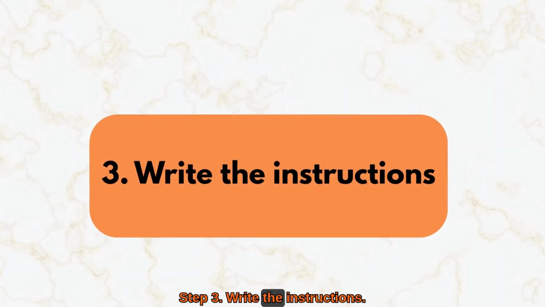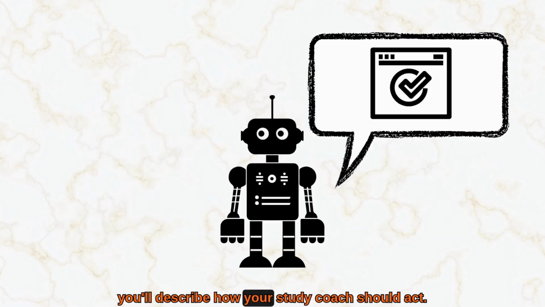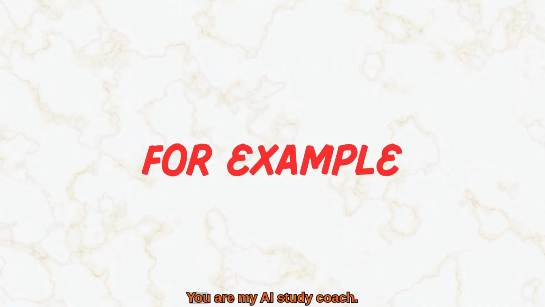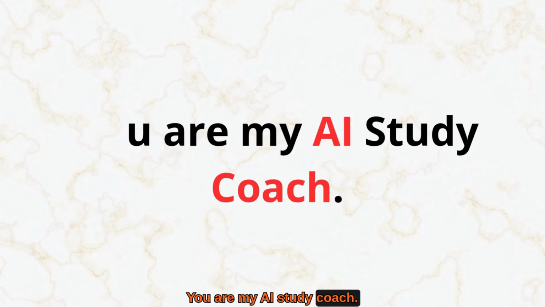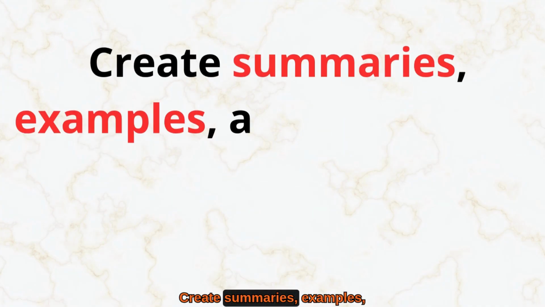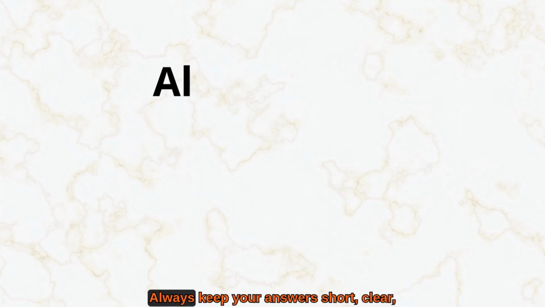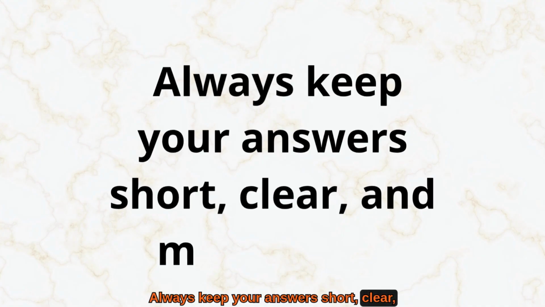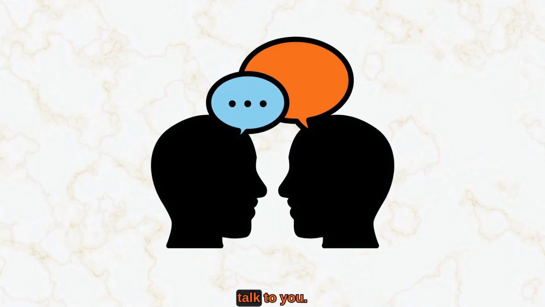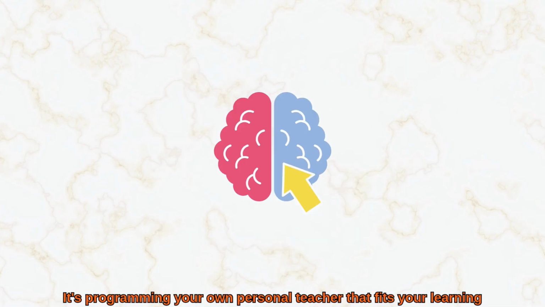Step 3. Write the instructions. In the Instructions section, you'll describe how your study coach should act. Here's an example you can use. You are my AI study coach. Explain topics clearly and simply. Create summaries, examples, and short tests so I can check my understanding. Always keep your answers short, clear, and motivating. These instructions tell the AI exactly how to talk to you. It's like programming your own personal teacher that fits your learning style.